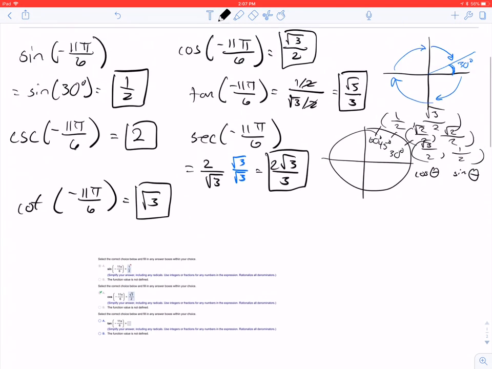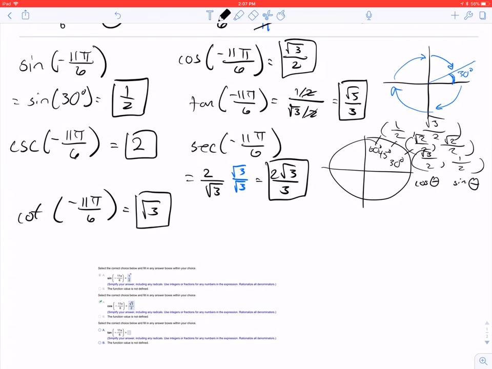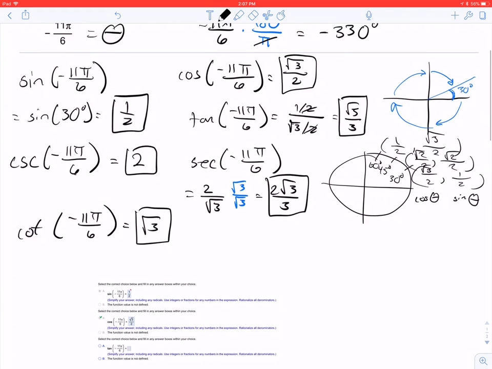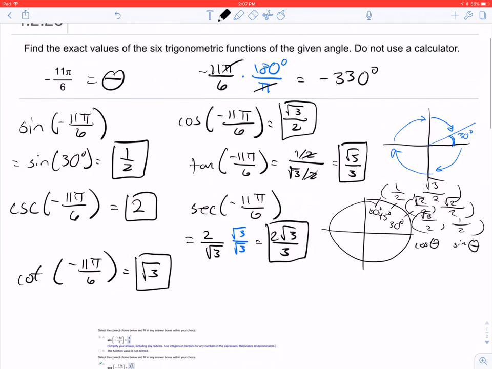Now it says, let me see, sine of negative 11 pi over 6 is a half. Cosine is root 3 over 2. Okay, and then so on and so on. So those are the couple of solutions that we have. So this should be pretty good.